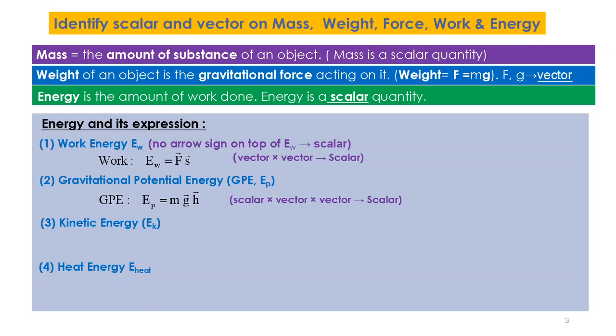gravitational potential energy, short form GPE. E is equal to mgh. g, gravity, is a vector, h is a vector. A scalar and vectors multiplied together will give you a scalar.